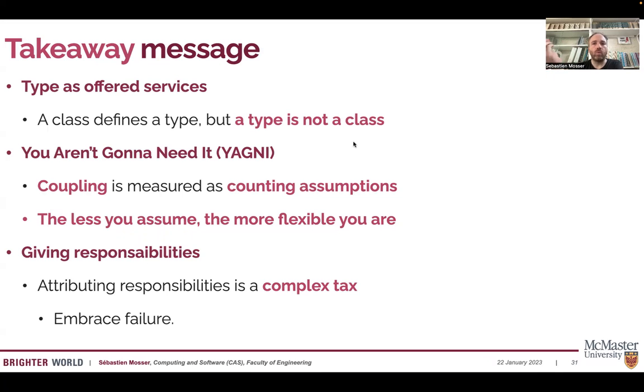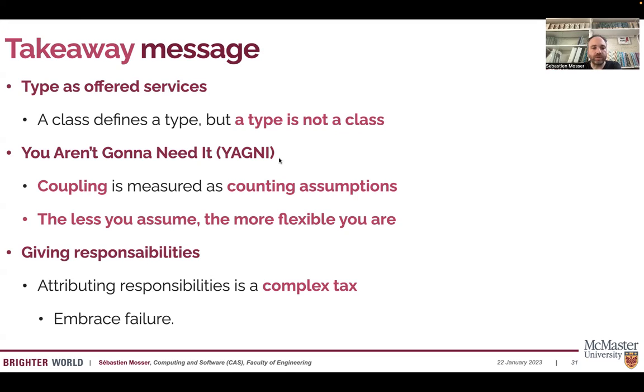I need to draw cards. Well, give me a drawer and I will ask the drawer to draw cards for me. It's not my responsibility to do it. And you will have the same with this idea of YAGNI: you aren't going to need it. The more you couple to things you're not using, the less maintainable and the less evolvable your code is. Your coupling is defined as counting assumptions. And the less you assume, the more flexible you are. The smaller, the better. Less is more in the context of software development. So we really need to be minimal in what we're designing and implementing, and be sure that it makes sense in the end.